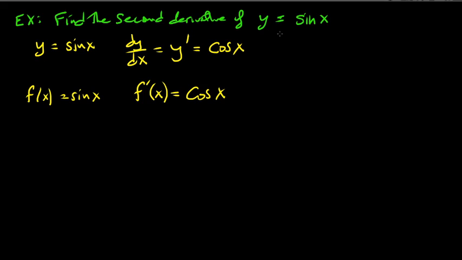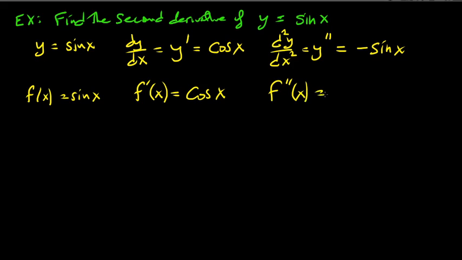So what would the second derivative be? So the second derivative of y, or y double prime, again, that's sloppy, but it's okay. So what's the derivative of cosine? It's negative sine, right? So that means the second derivative of sine is just the opposite of sine.